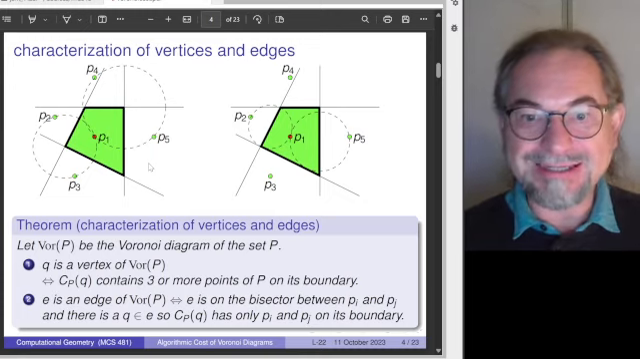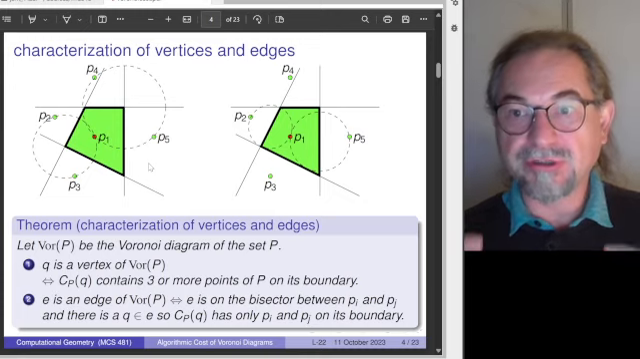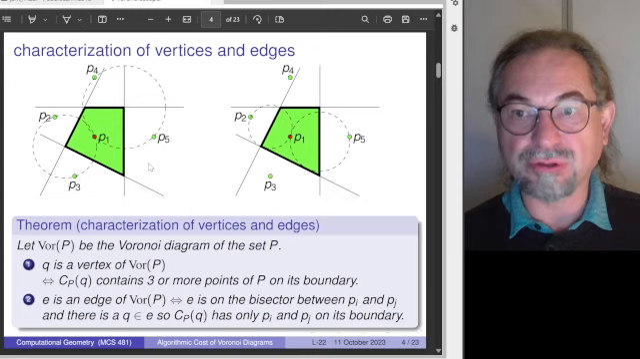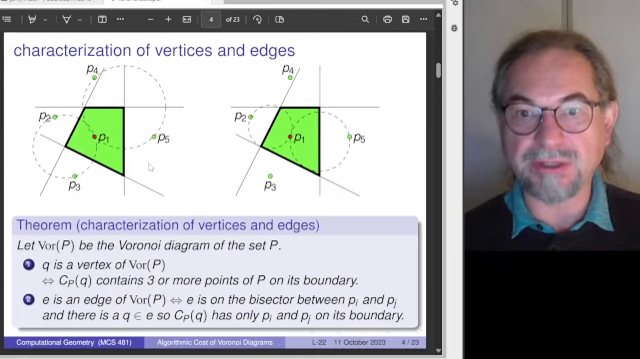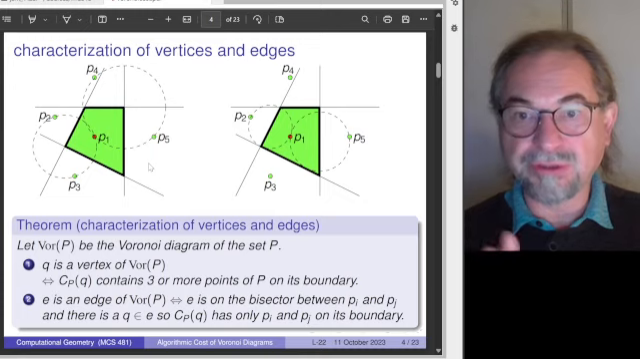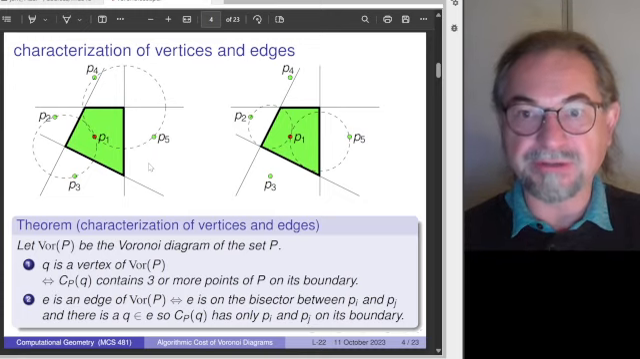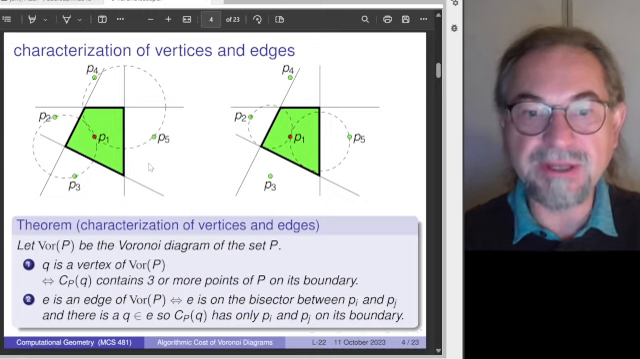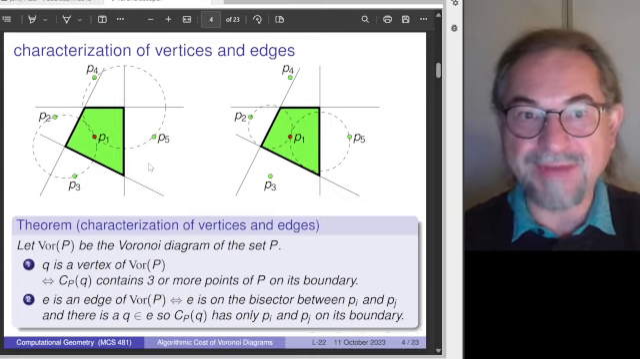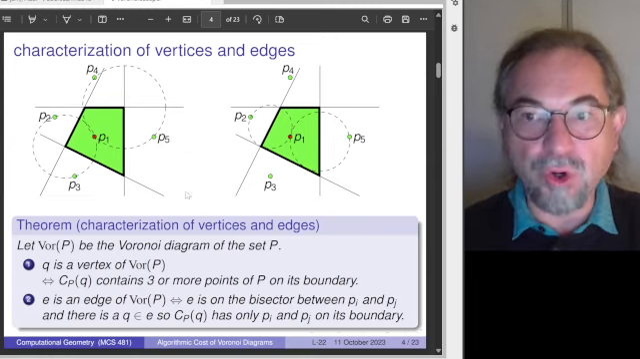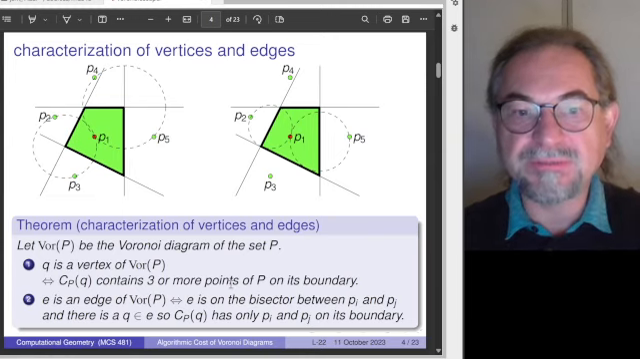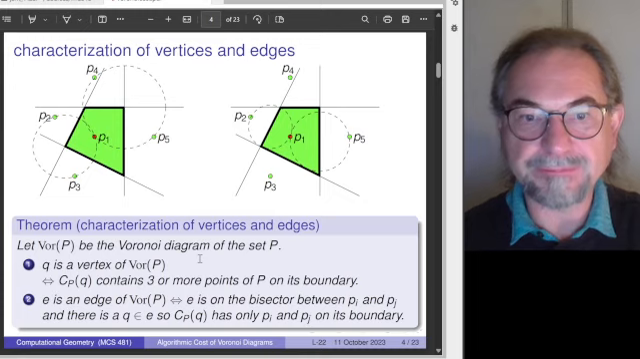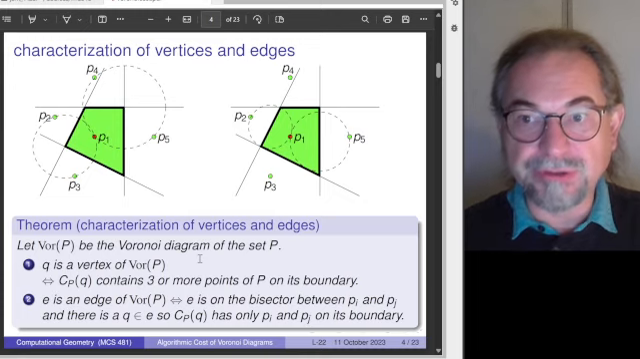Edges are characterized also with circles. If you have two sites, then you can also construct the largest non-empty circle that contains those two sites on the boundary. You have more freedom on where to put the center of that circle, but it's always on an edge of the diagram, and the edge lies on the bisector line. So these are the important characterizations of edges and vertices of a Voronoi diagram. It's formalized here in this slide, in this theorem. So that was the important result.